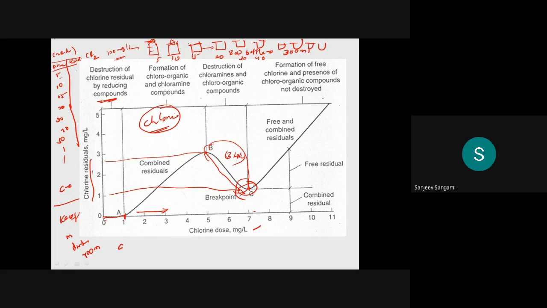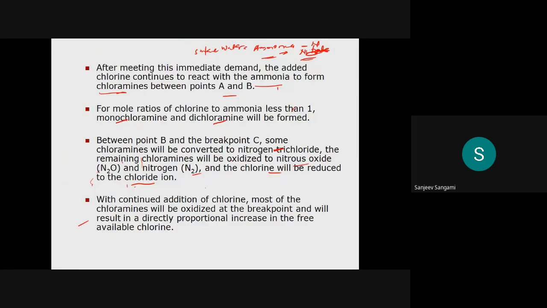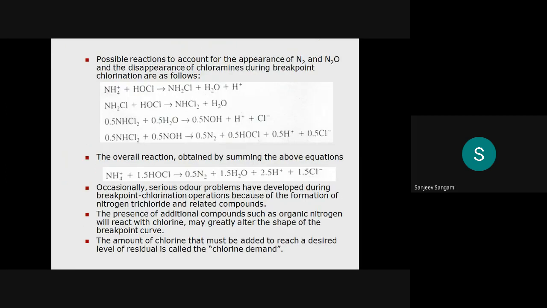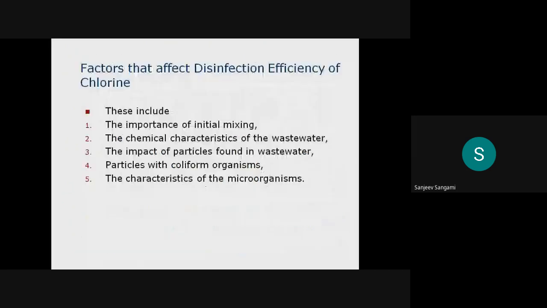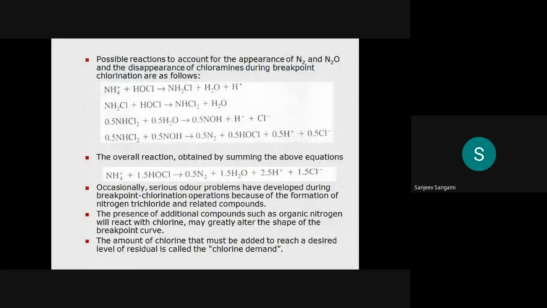At this point we call it breakpoint chlorination. Breakpoint means that after that, all the chlorine will be residual chlorine. After this, everything will be residual chlorine only. These are the possible reactions which are going to happen in the breakpoint chlorination process.